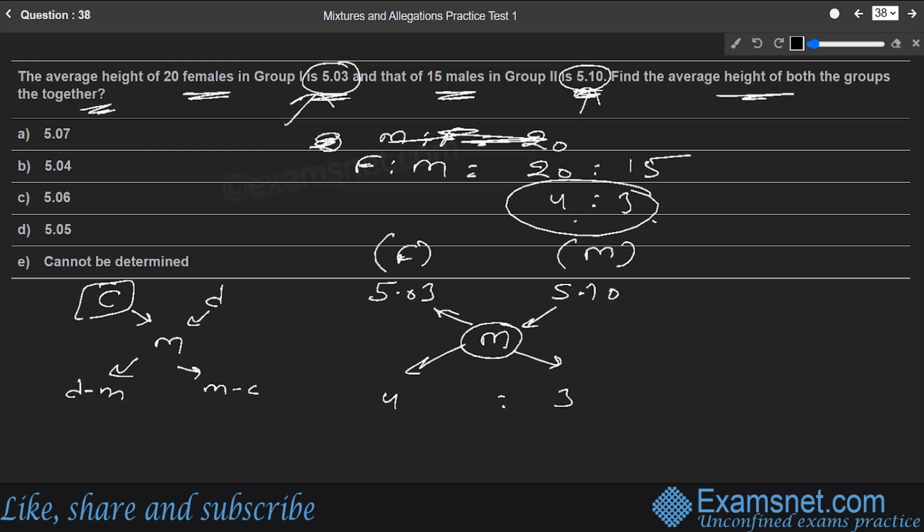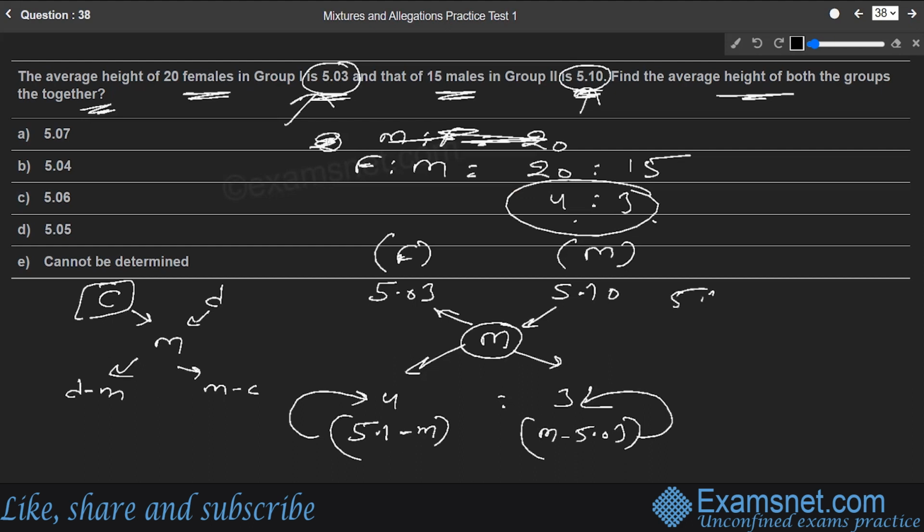So what should be the case? The ratio should be D minus M, that is 5.10 minus M, corresponding to the 4 part, and M minus 5.03 corresponding to the male part rather. So then we can turn this into an equation. What we can do, see, 5.1 minus M divided by M minus 5.03 should be the ratio 4 by 3.